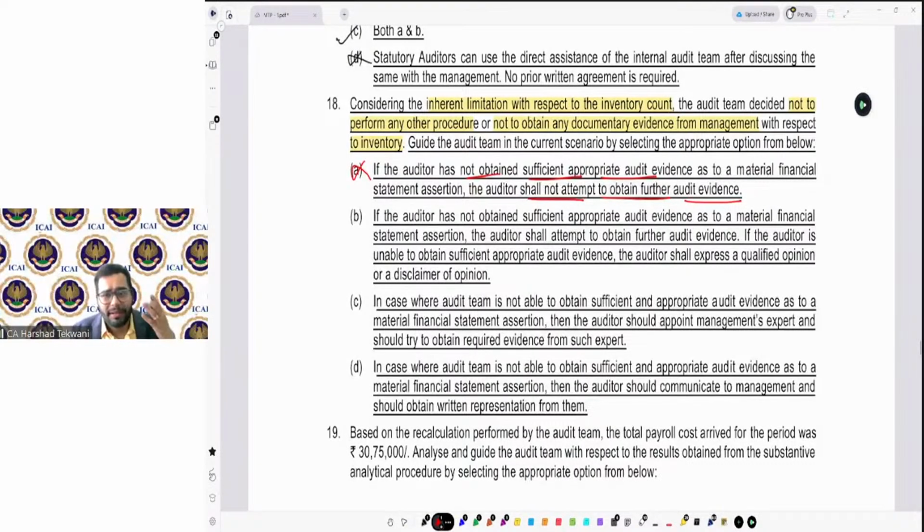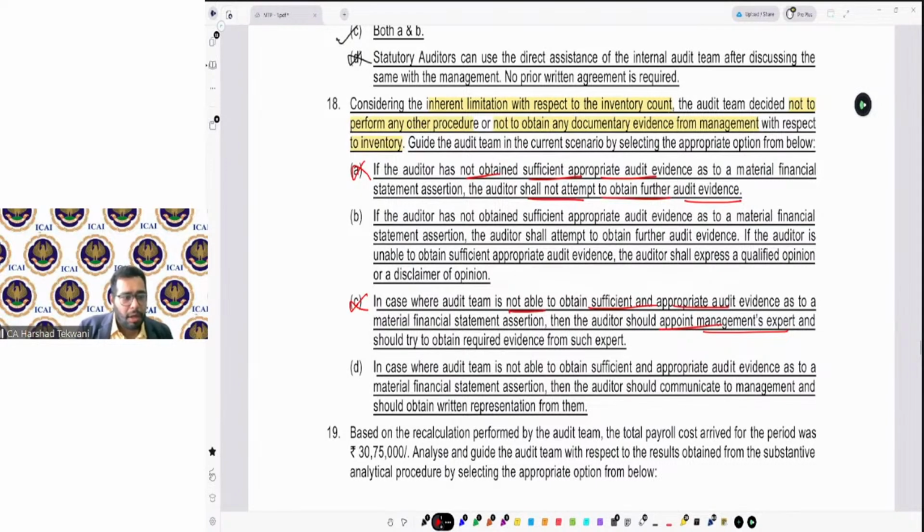We know B is correct. Let's wait. Let's go to the C option, where the audit team is not able to obtain appropriate audit evidence. Okay, then the auditor should appoint a management expert. So not able to take appropriate audit evidence, how can I appoint a management expert? I can appoint an auditor's expert. Appointing a management expert, they will work for management. They will give audit evidence or help management with respect to that. So in that case, again, this is the wrong option.